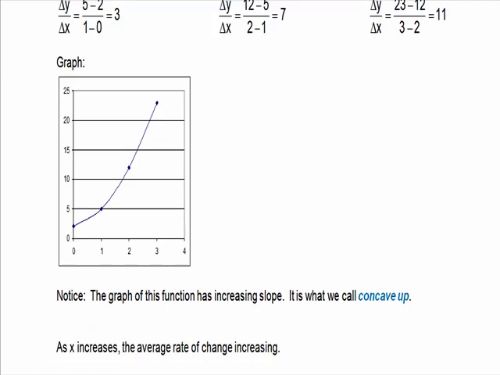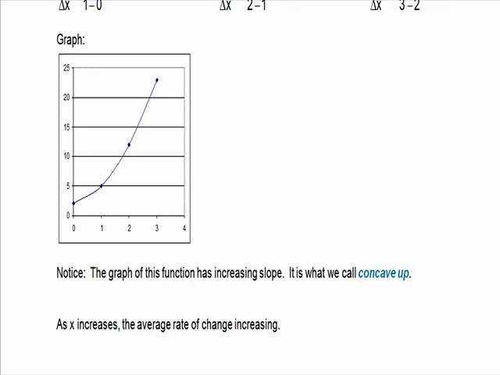When we have a function that has an increasing slope, or in a region where a function has an increasing slope, we call this concave up. So if x increases and the average rate of change increases, then we are going to say we have something that is concave up. And things that are concave up, or parts of graphs that are concave up, will often look like the graph that we have drawn on the screen right here.